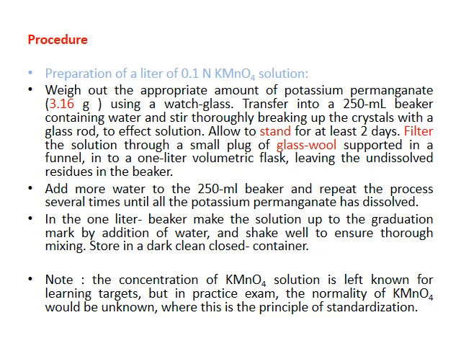First, the preparation of a liter of 0.1 normal KMnO4 solution. Weigh out the appropriate amount of potassium permanganate using a watch glass. Transfer into a 250 ml beaker containing water and stir thoroughly, breaking up the crystals with a glass rod to effect solution. Allow to stand for at least 2 days. Filter the solution through a small plug of glass wool supported in a funnel into a 1 liter volumetric flask, leaving the undissolved residues in the beaker.